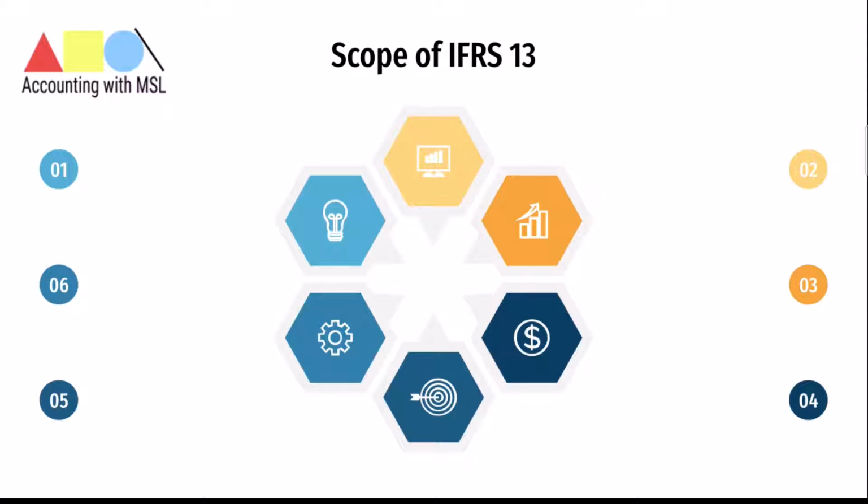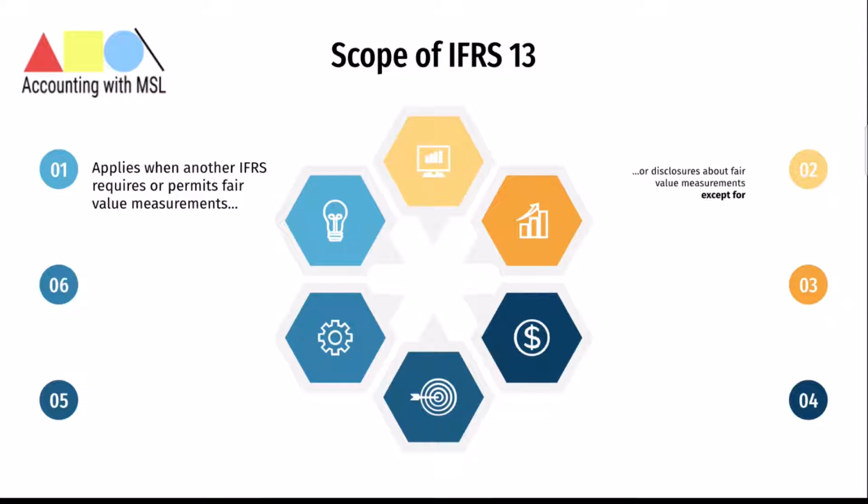Take note also when it comes to the scope of IFRS 13 that IFRS 13 fair value measurement applies when another IFRS requires or permits fair value measurement or disclosures about fair value measurement. And take note here, it will apply to measurements and disclosures around fair value less cost to sell and other fair value measurements that are based on fair value or disclosures about fair value measurement.